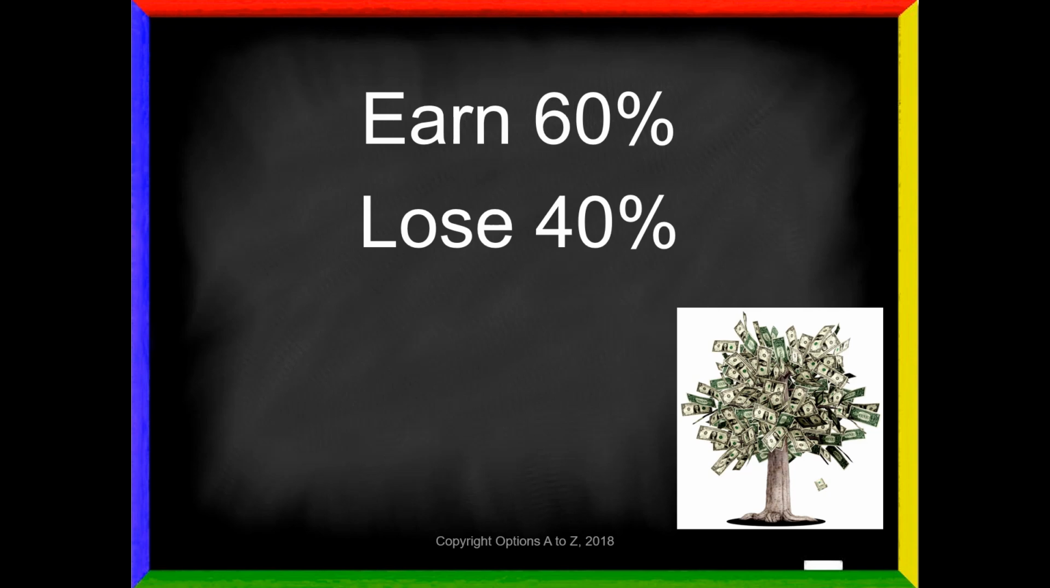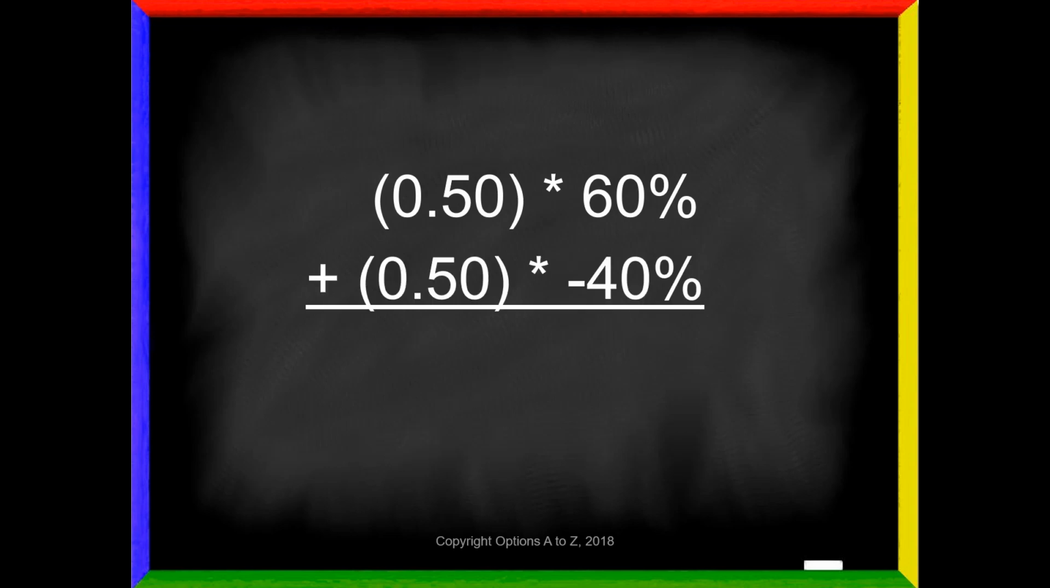Never stop. Keep trading, trading, trading, and you're going to end up making money because you've got this edge. And in fact, we can see this by using the same fair value formula. Let's say if you have a 50% chance of winning 60% on your money and a 50% chance of losing 40% on your money, if we multiply those out, add them up, we get a net number of 10%.